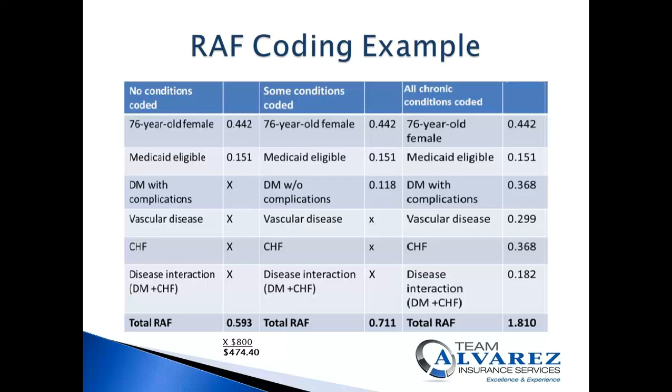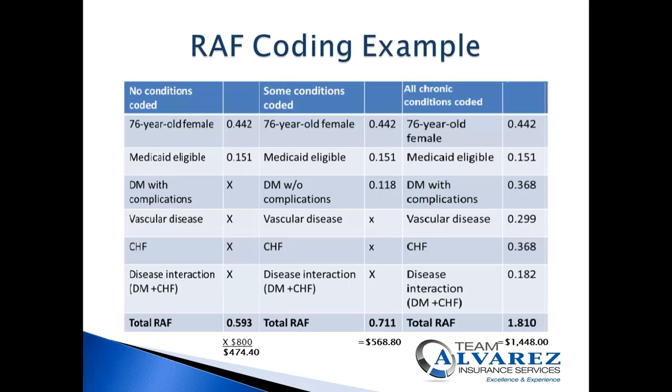And as you can see, they have a lot of things going on. In this example, where it's a little bit better coding, you have a jump of a little less than $100, when in actuality the true value of this patient in terms of reimbursement is almost $1,500.